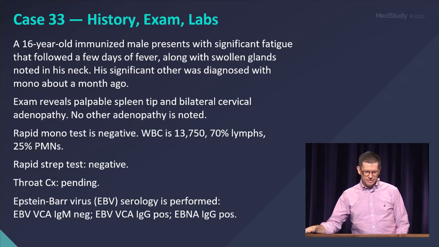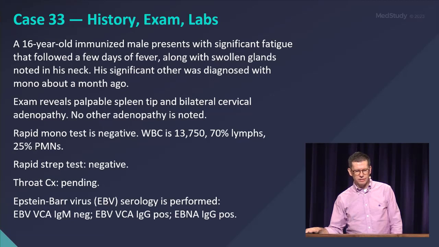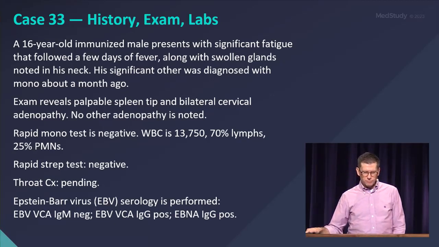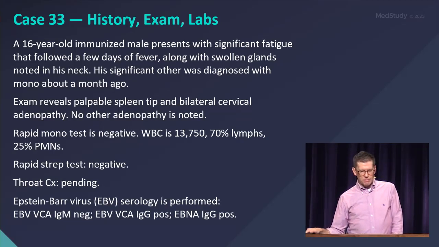Case 33. I promise it's going to be quick, hopefully. A 6-year-old immunized male presented with significant fatigue that followed a few days of fever along with swollen glands noted in his neck. Significant other was diagnosed with mono about a month ago. Exam reveals palpable spleen tip and bilateral cervical adenopathy, but no other adenopathy is noted. A rapid mono test is negative, a white count of 13,000, 70% lymphs. A rapid strep test is negative, a throat culture is pending.